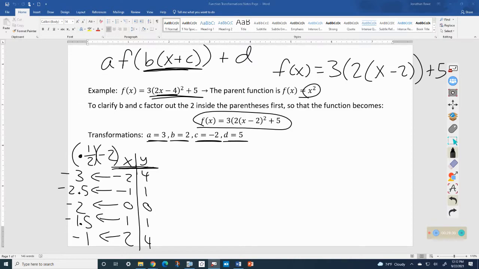Alright, go ahead. Yeah, for C, since C is -2, it wouldn't be adding to it.